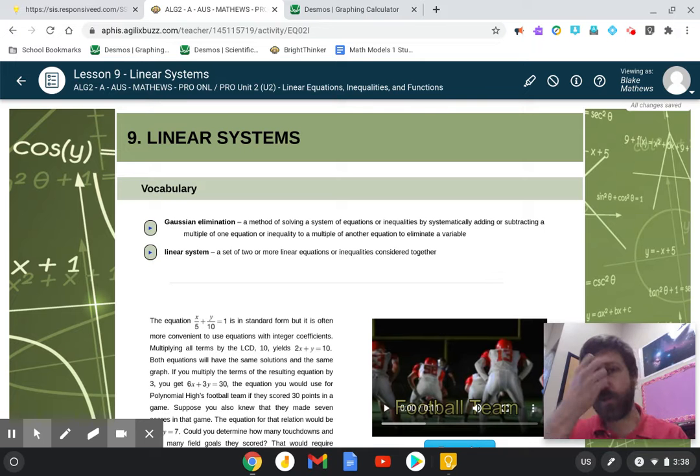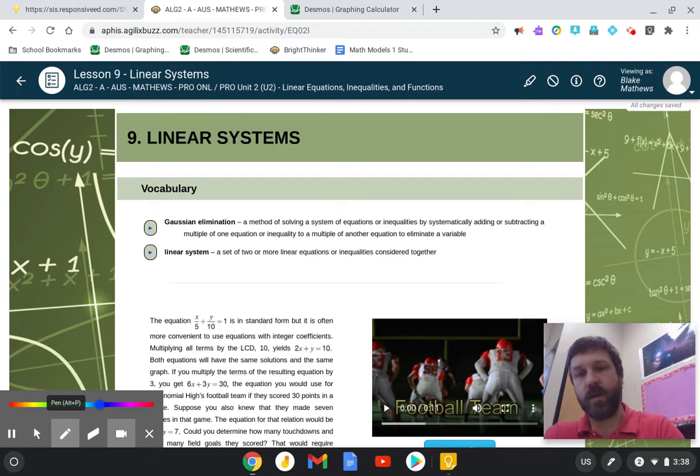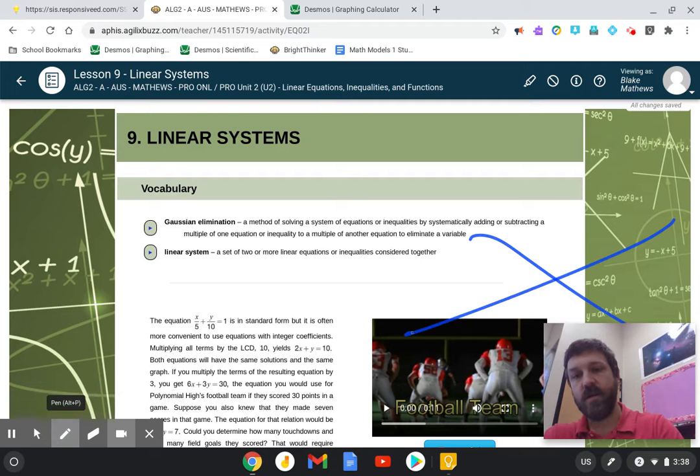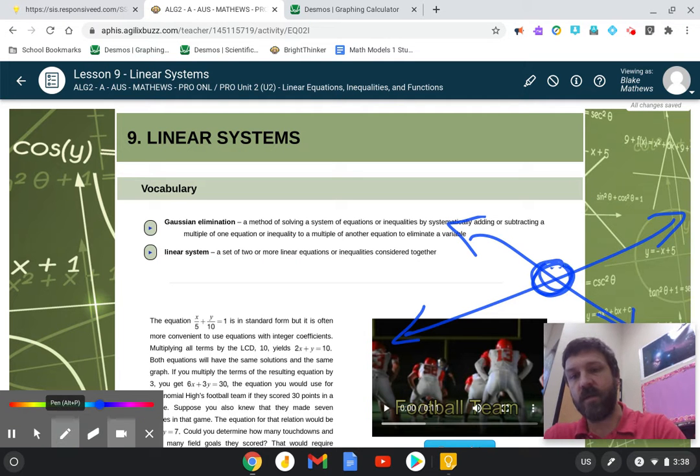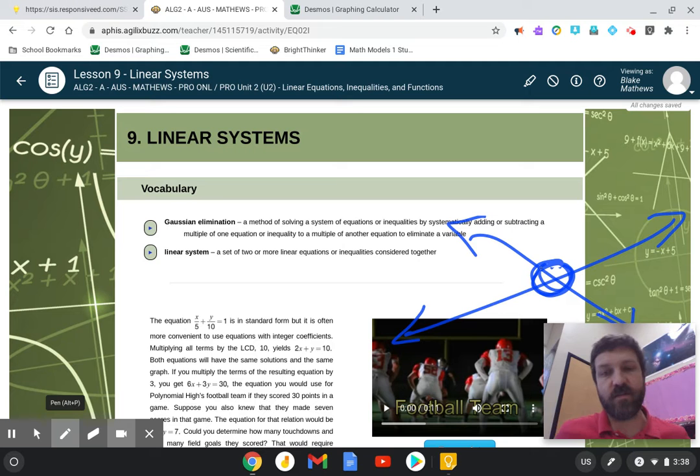All right, this is the Algebra 2 Unit 2 Lesson 9 video over linear systems. When we talk about linear systems, we are talking about when we graph two equations of a line and we look here, this is what we call the solution. So this is what this is all about. We're looking at the solutions of linear systems. Where do these systems intersect each other?